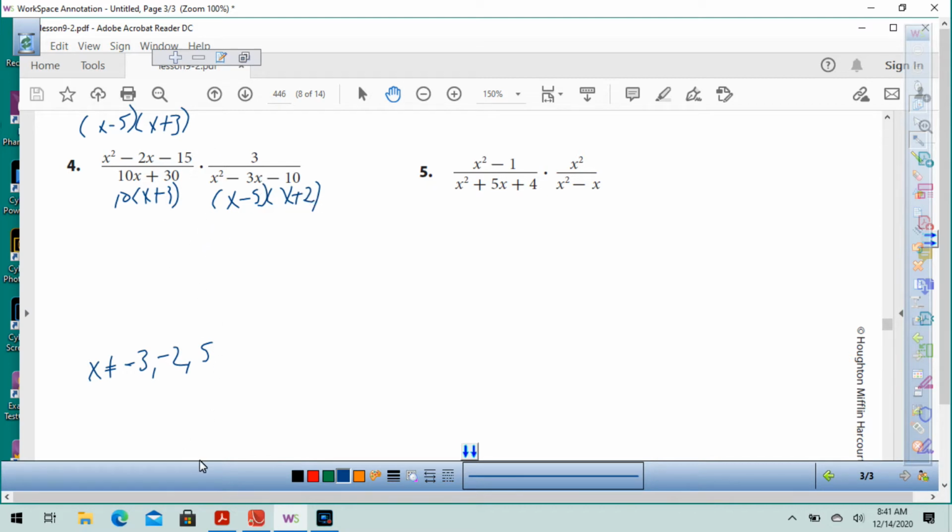All right, so now what can we simplify out? You want to do this first because that will make the multiplication much, much easier. We've got the x minus 5 and the x minus 5. So what do we end up with on the top? 1 times 3 just gives you 3. On the bottom, you've got 10 times 1 times x plus 2. And of course, x cannot equal negative 3, negative 2, and 5. All right, so really, the hardest part about this is finding the factors.